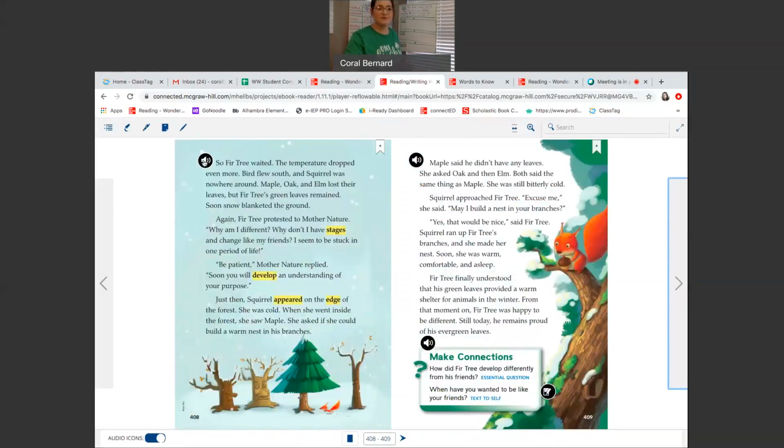Let's continue. So Fir Tree waited. The temperature dropped even more. Bird flew south, and Squirrel was nowhere around. Maple, oak, and elm lost their leaves, but Fir Tree's green leaves remained. Soon snow blanketed the ground. Again, Fir Tree protested to Mother Nature. Why am I different? Why don't I have stages and change like my friends? I seem to be stuck in one period of life.